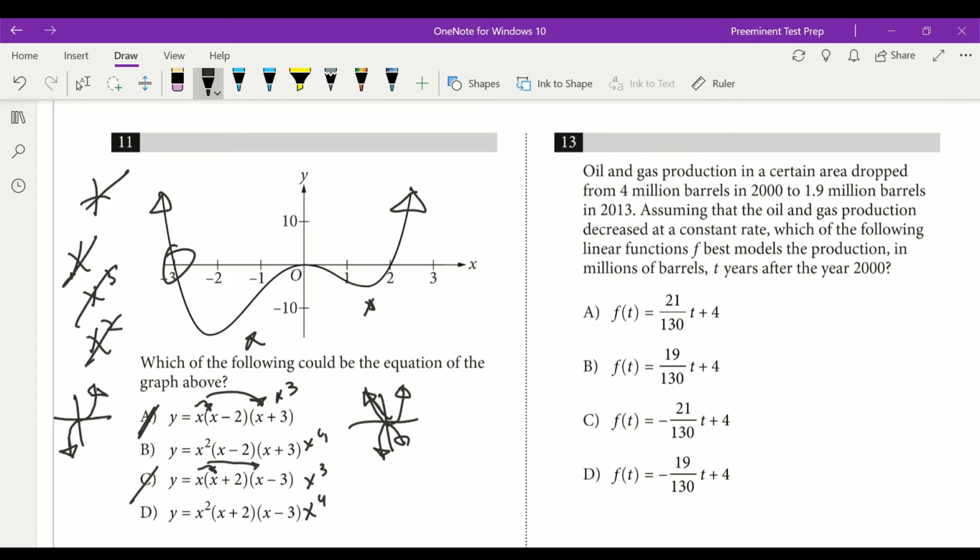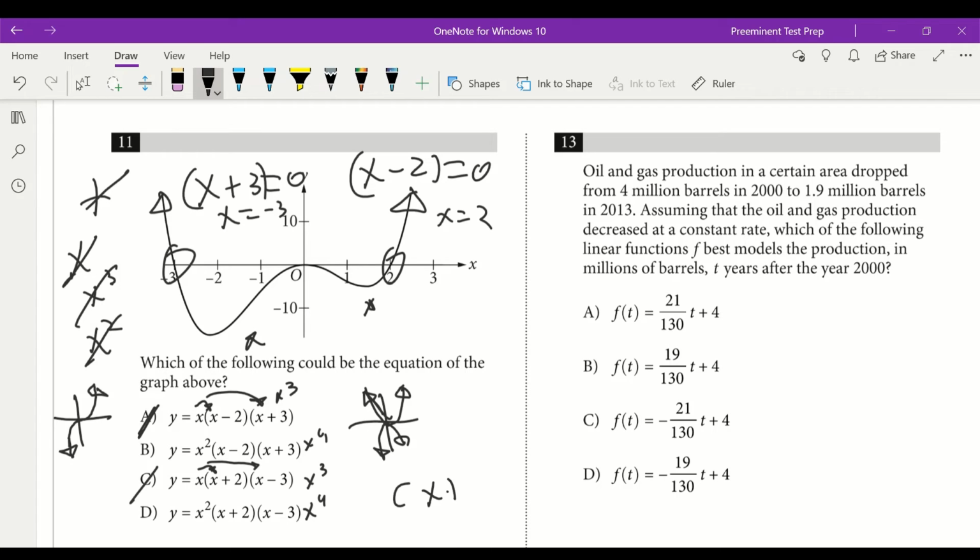Now I look at my zeros. I have a 0 at -3, and I have a 0 at 2. So at -3, that's going to be x plus 3 equals 0. So a factor will be x plus 3, because if we subtract 3 from each side, we see x would equal -3. And then I have a 0 at 2. Well, 0 at 2 means x minus 2 equals 0, right? Because if I add 2 to each side, I get x equals 2, right? So now I have my two factors. My two factors are going to be x plus 3 and x minus 2.